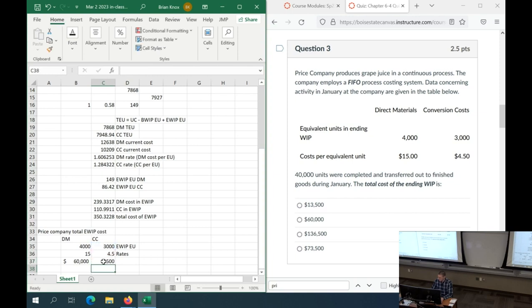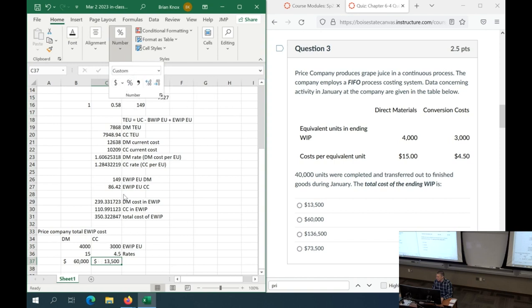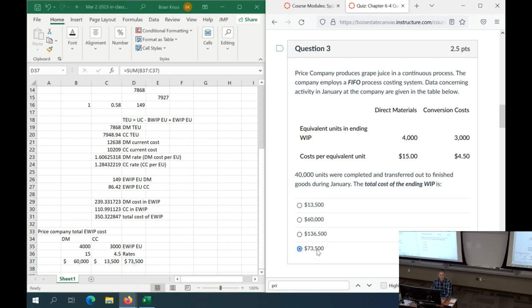Likewise, there should be $13,500 of conversion costs in ending work in process, because we have 3,000 equivalent units of ending WIP times the rate of $4.50 gives us $13,500. And then you add those together, you get $73,500. So that should be the right answer there. Is that all right, Hannah? Good.